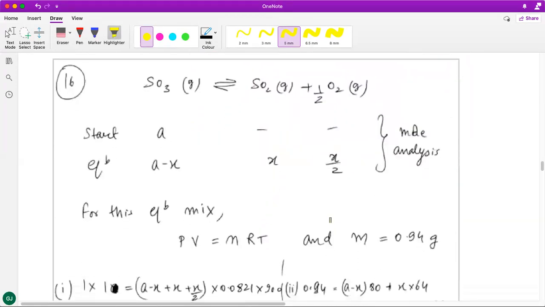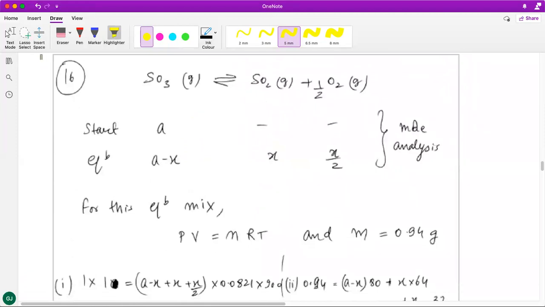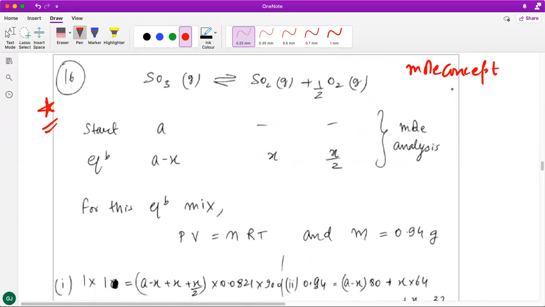Okay. All right, 16th question. Yeah, again, a good question. It's a difficult question, I would say. Many students would not have been able to get this done because it is again a question of mole concept plus gaseous state.